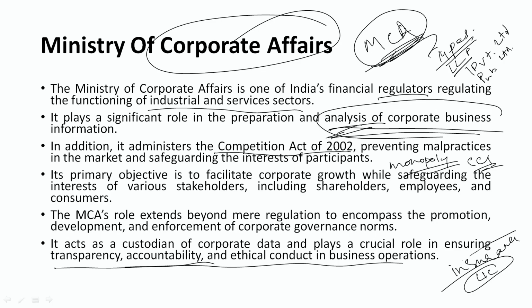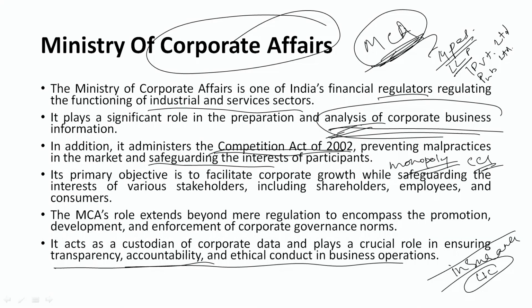So in order to prevent such things, you have the Competition Act 2002, which is there to reduce malpractices and to safeguard the interest of participants. So let's assume any FMCG product is totally owned by one company. Whatever price the company fixes will be the price the consumers have to pay. So it should not happen. There should be equal competition. So that is how you can do it. So MCA takes care of the Competition Act, and it also helps in safeguarding the interest of stakeholders. So when we talk about stakeholders, who are the stakeholders in a company?